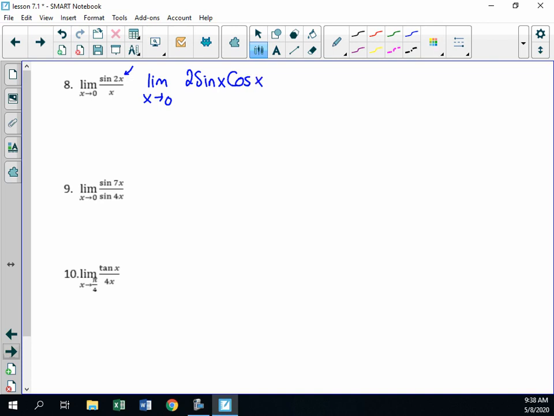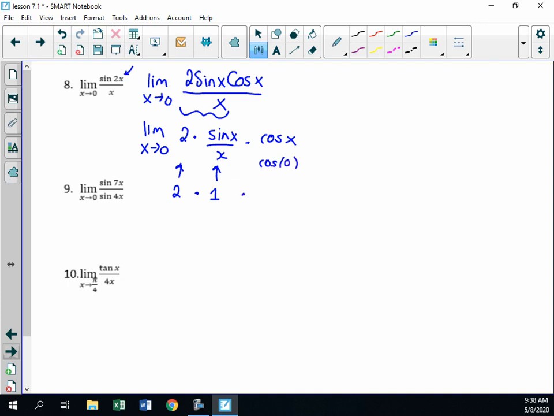But sine of 2x is equivalent to 2 sine x cos x. And again, it's just over my x. What do we have here? Well, here we have that sine x over x again. So we have the limit as x approaches 0 of 2 times sine x over x times cos x. We know this equals 2. We know this equals 1. And when I plug in cos at 0, it's also equal to 1. And so I get 2 times 1 times 1, which is just 2.